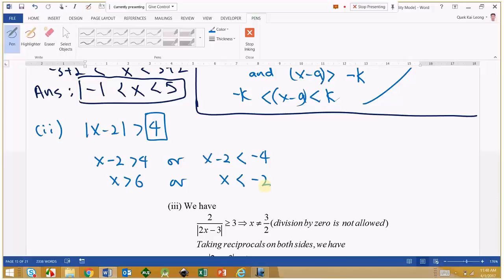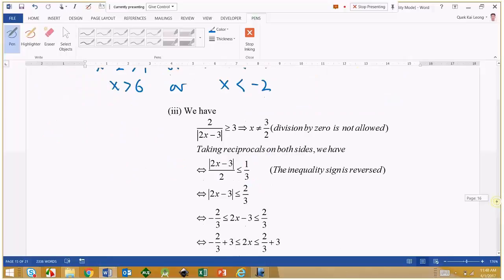Let me explain the last one, then we can call it a day already. Okay, last one, this is the question. Again, you must learn how to identify the question. I always mention this. If you can identify the question, then you will know what method to use.